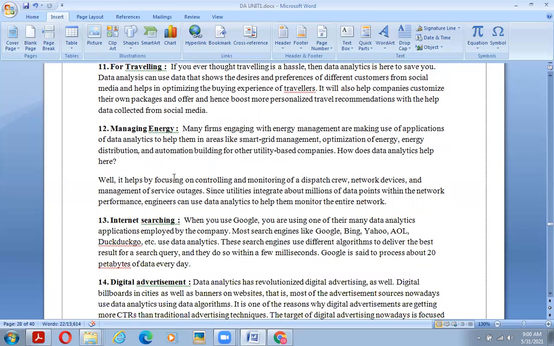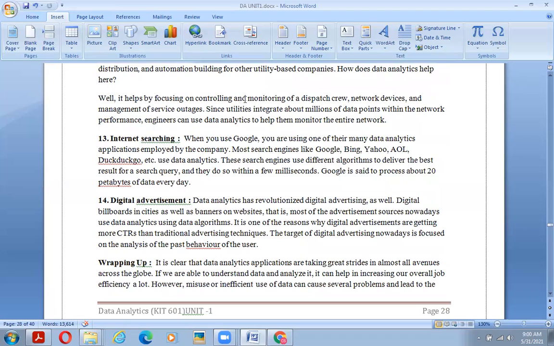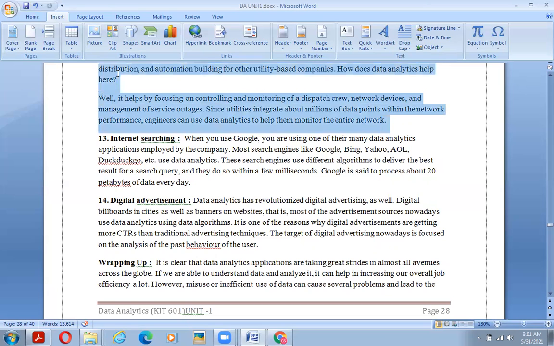Next is managing energy. Many firms engaged in energy management are making use of AI to help them in areas like smart grid management, optimization of energy distribution, and automation for utility-based companies. How does data analytics help here? Particular focus is on computing and modeling of dispatch, grid devices, and management of service outages. Since utilities integrate meaningful data points with network performance, we use data to learn and monitor the entire network.